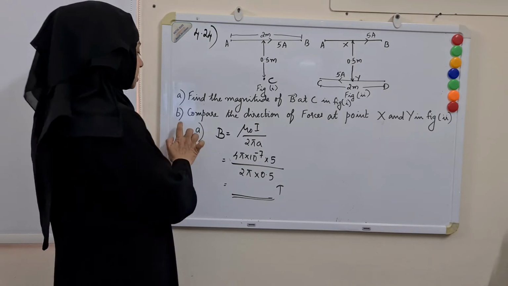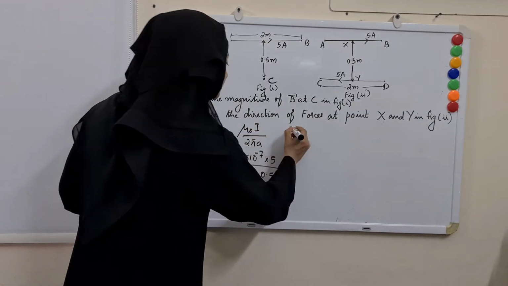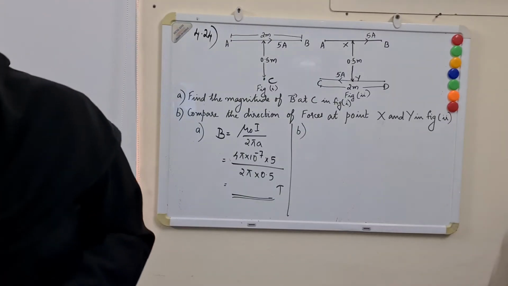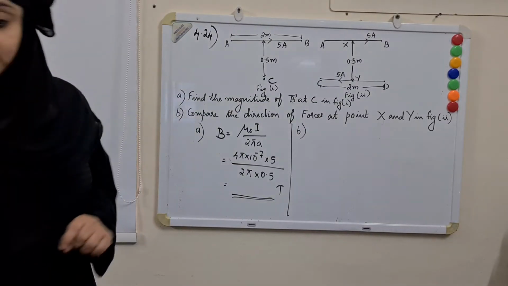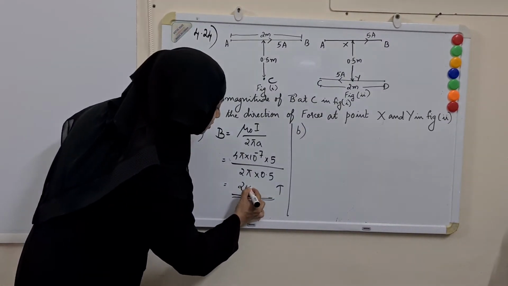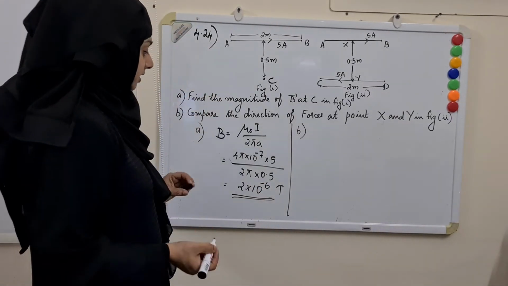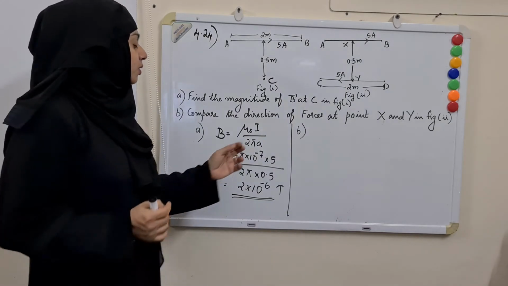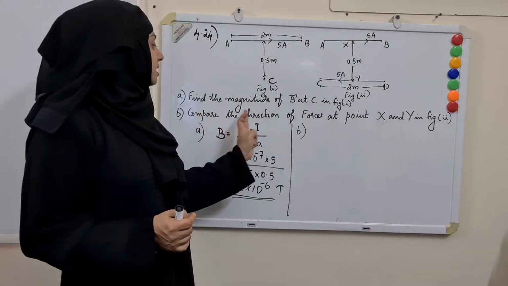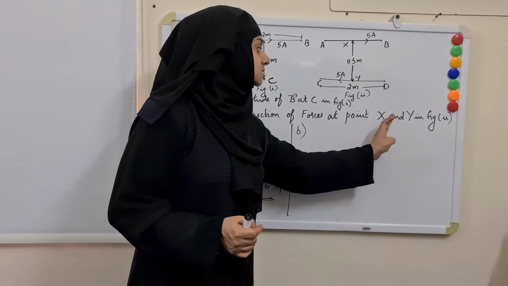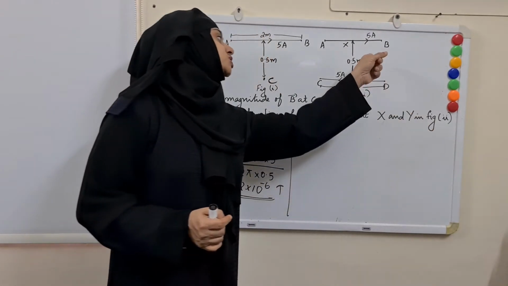Now let us see question number B. Okay, before that, let me just check the calculated value of magnetic field. It is 2 into 10 raised to minus 6 Tesla. Okay, now B, compare the direction of forces acting at point X and Y in figure 2.